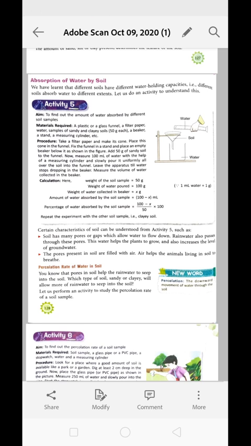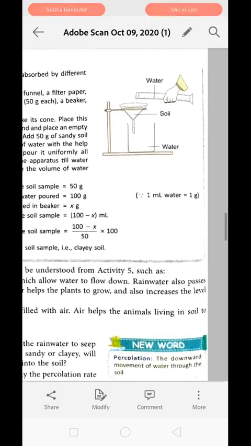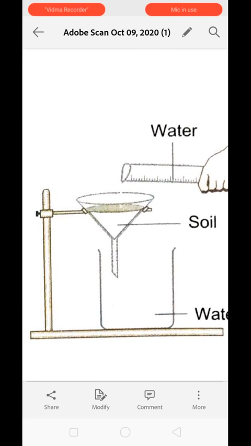Activity number 5. The aim of this activity is to find out the amount of water absorbed by different soil samples. To perform this activity, we need a plastic or glass funnel, a filter paper, water, samples of sandy and clay soil, maybe 50 grams of each, a beaker, a stand, and a measuring cylinder.